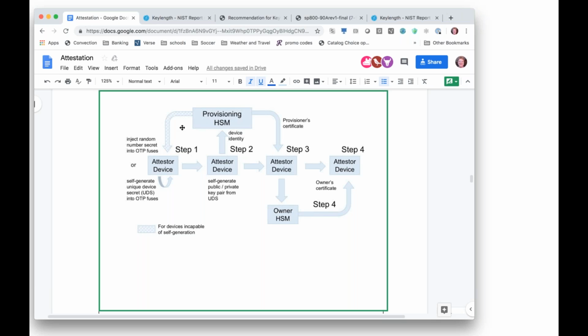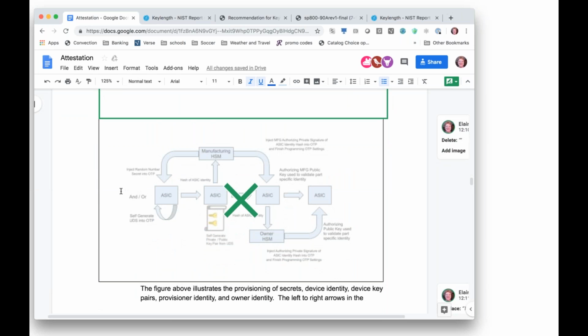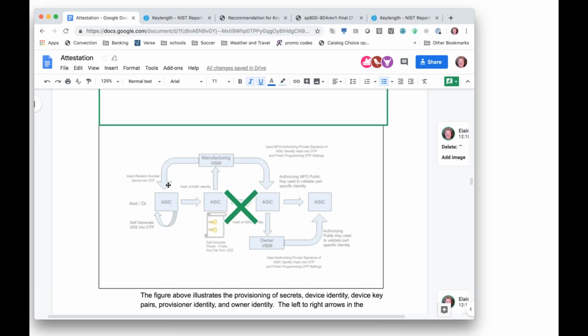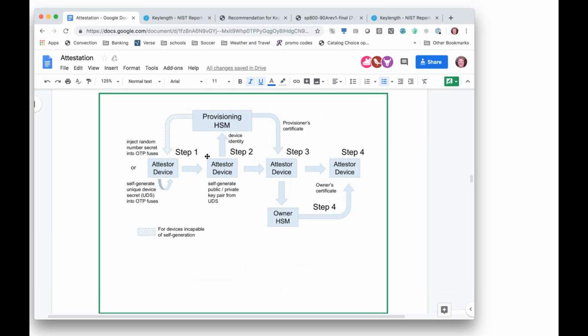Okay, so let me go back to the original diagram for a minute. The original diagram was way back when we talked about manufacturing instead of provisioning, and it specified ASICs instead of just devices, which we want to deal with, not necessarily just ASICs. It also didn't show that this injection type of provisioning was optional and less than desirable. So I changed the diagram, and I needed to make it correspond to some of the text below, so that we could match up the diagram to the description of the diagram.